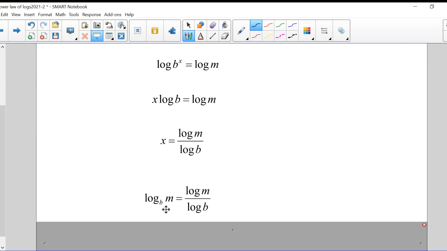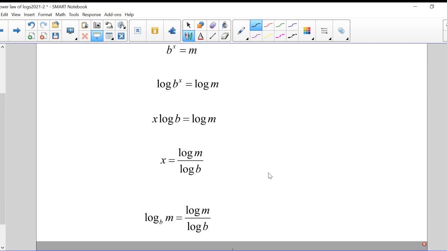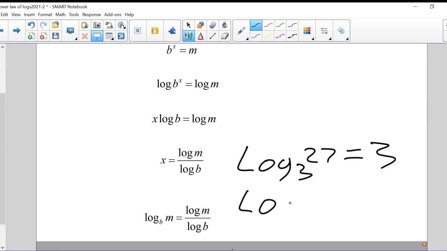So for any log base b of m, remember all the logs that we've looked at so far are stuff that we can easily figure out. When I asked you yesterday for the log base 3 of 27, everybody knew it was 3, because 3 to the power 3 gives you 27. The log base 2 of 8, we had this morning, is equal to 3 as well, because 2 to the power 3 is equal to 8.